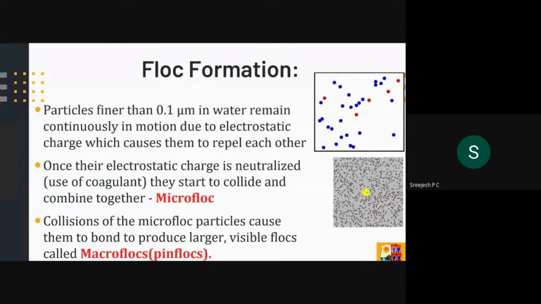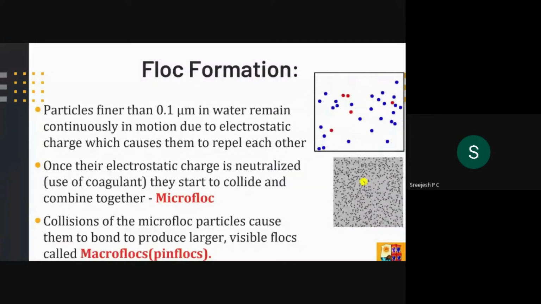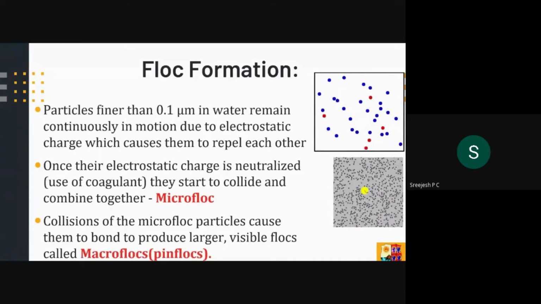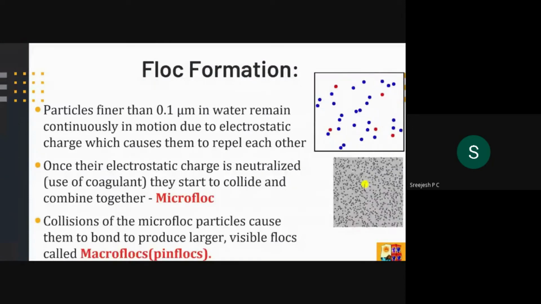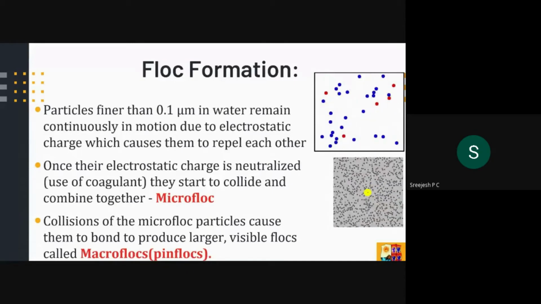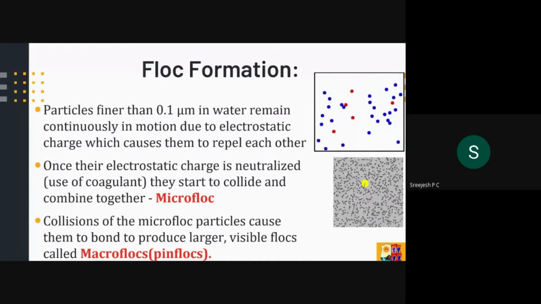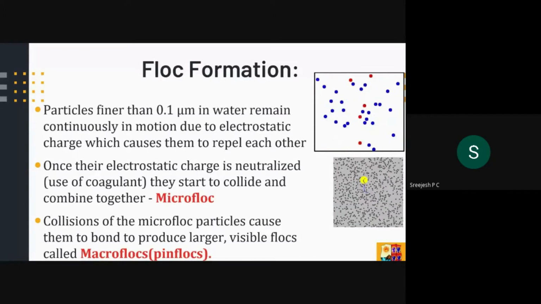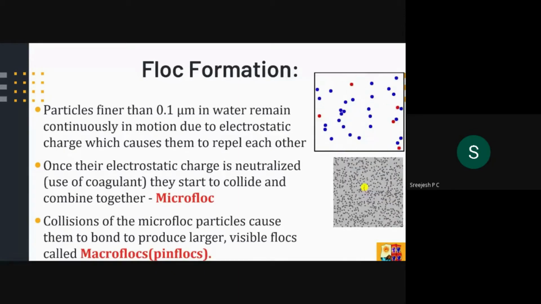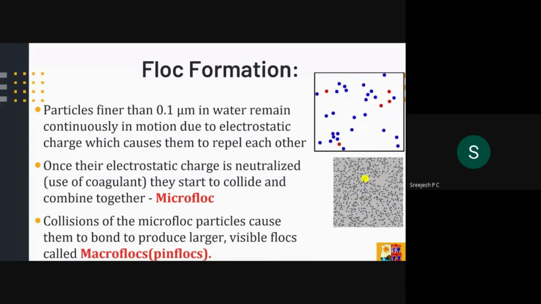So this is what we were talking about: the Brownian motion is the random collision of particles that is possible within a solution. So here you will be able to see the random collision. But in that random collision, similarly charged particles will not come and collide with each other. They repel each other. So the particles which are smaller, especially smaller than 0.1 micrometer in size, are continuously in motion due to the electrostatic repulsion.